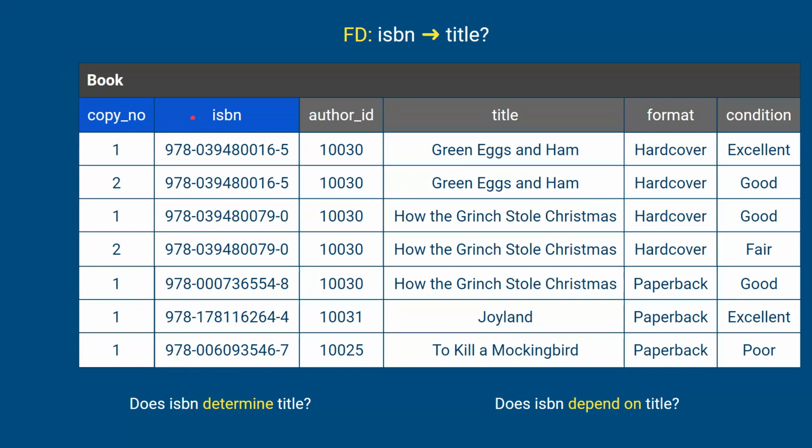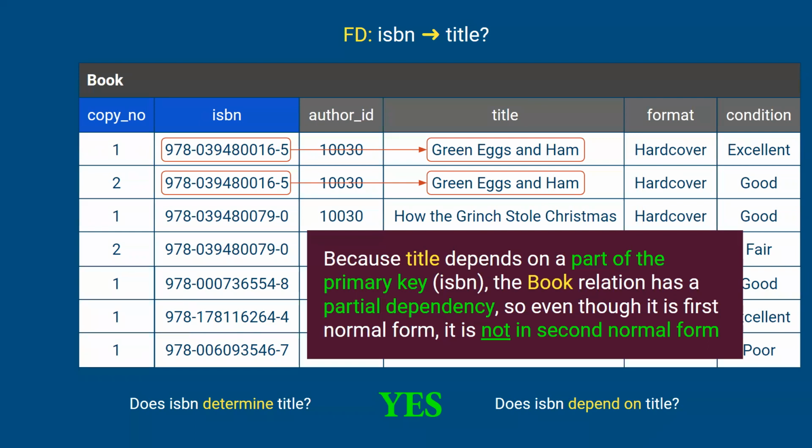Okay, so does ISBN determine title? Yes. You know the ISBN, there's only one possible title. We kind of look over here and say, oh, we'll talk about how they're going to steal Christmas on a later screen. So if I know the ISBN, there's only one title for that ISBN. Okay, so this is a functional dependency. This is a partial dependency. It's a functional dependency because ISBN determines title. It's a partial dependency because the determinant is a part of the primary key.